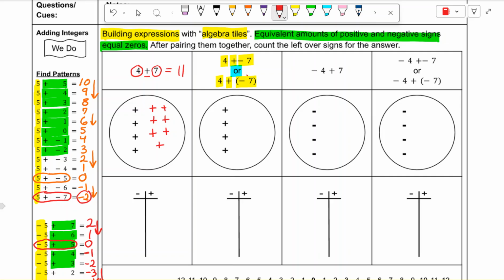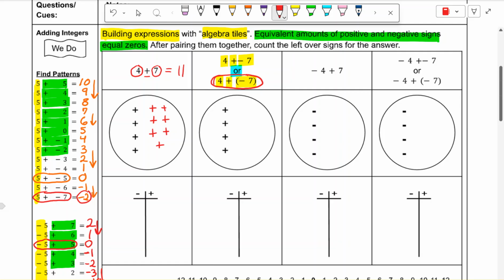Now you're going to see this way more often because they don't want you to see the plus -7 and get kind of confused with the look of it. But they do mean the same thing. All right, so let's try it out. Let's use this bottom one.